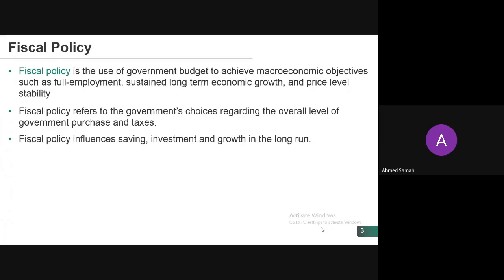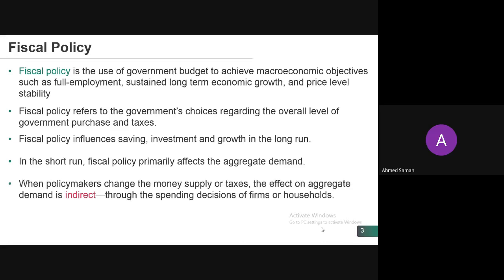So it will influence the savings, investments, and growth in the long run in an economy. In the short run, it will affect the aggregate demand directly. So the main goal of fiscal policy is affecting the aggregate demand in the short run.